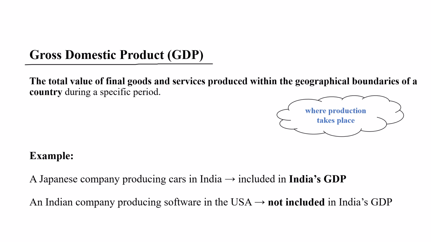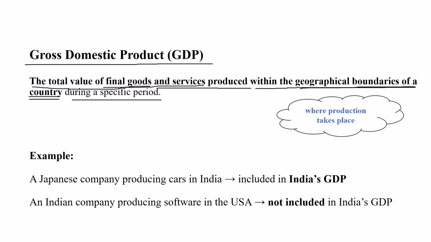And what is gross domestic product? The total value of final goods and services produced within the geographical boundaries of a country during a specific period. In gross domestic product, we consider the total value of final goods and services, not intermediate goods and services. These final goods and services are produced within the geographical boundaries of a country, for example, within India, and during a specific period, for example, in one year. So, the total value of final goods and services produced within India in a one year time period, we call gross domestic product.